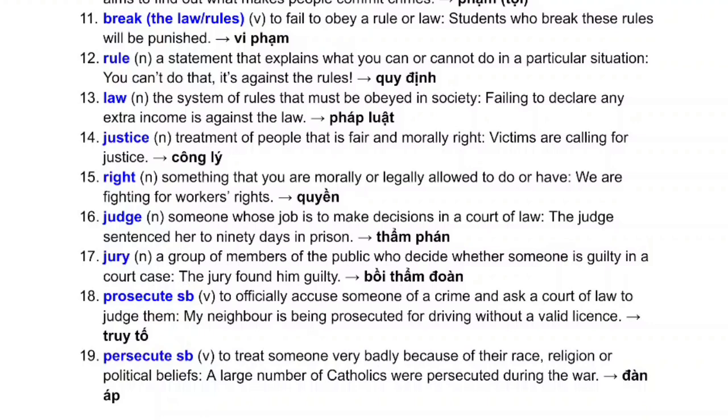15. Right. Right is something that you are morally or legally allowed to do or have. Example, we are fighting for workers' rights.